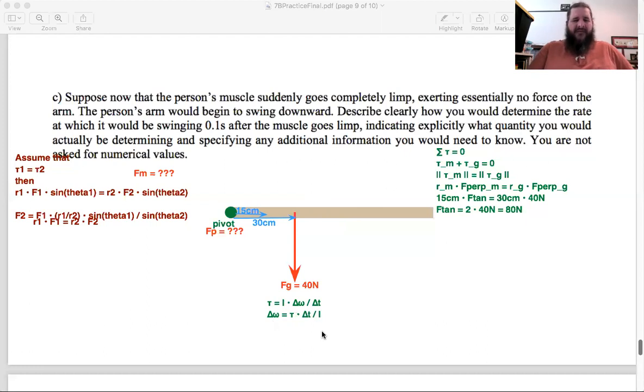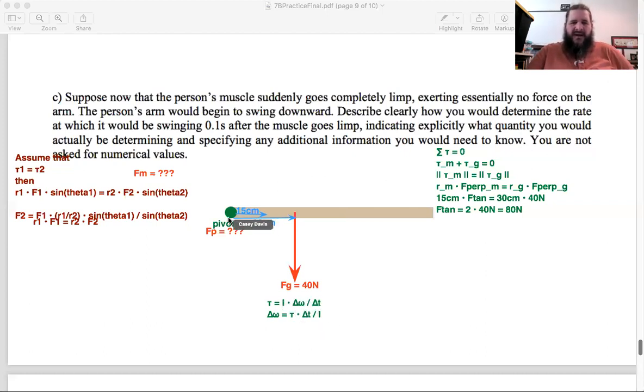We can at least say if we knew the moment of inertia, we'd use this formula to find the change in angular speed, how much it speeds up during that 0.1 second. But without more information, we can't really go any further. What would the torque be? What was that? What would the torque be?